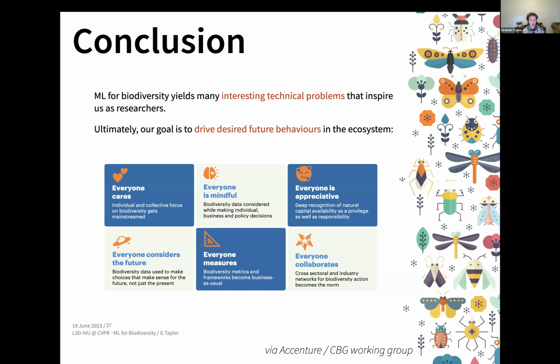And so I am wrapping it up now, last slide, just to recap, ML for biodiversity yields many interesting technical problems that inspire us as researchers. And really we'd like to drive desired future behaviors in the ecosystem. And some of these have been brainstormed with a working group working with the consulting firm Accenture to just sort of describe a future in which everyone is considerate and thinking about biodiversity in our daily lives. So with that, thanks a lot for your attention. I'm happy to take any questions if we've got time.